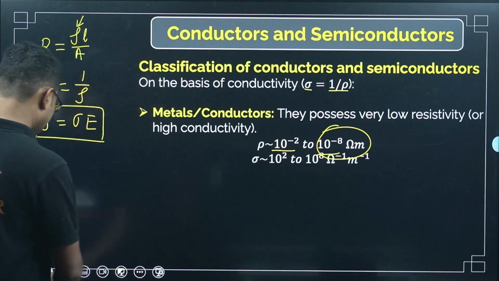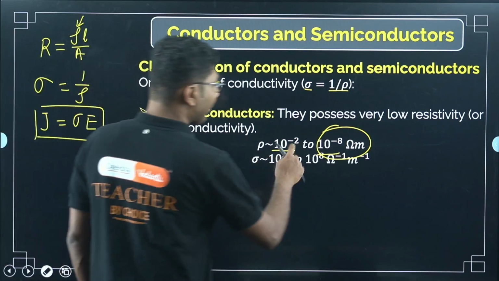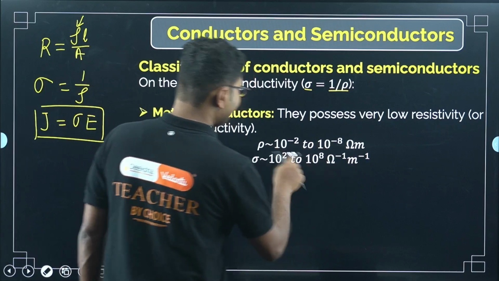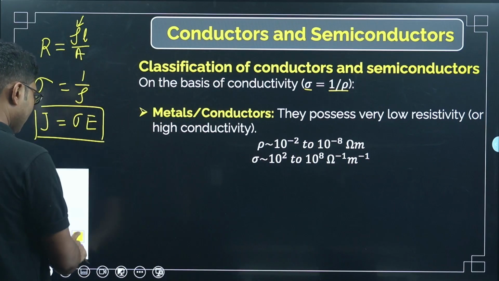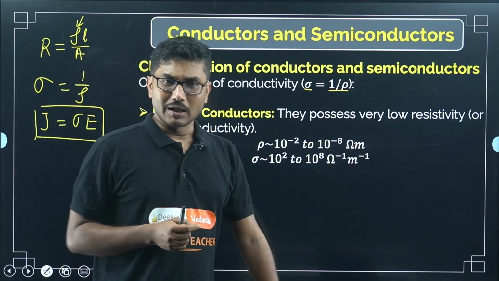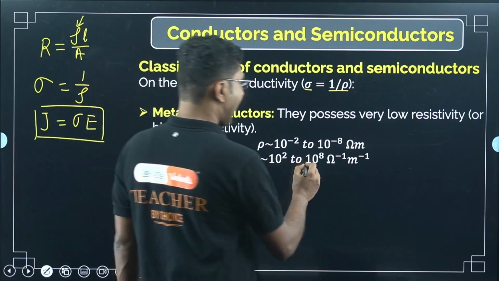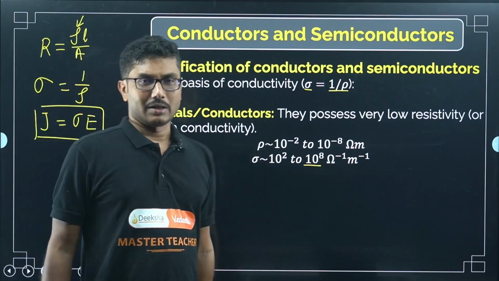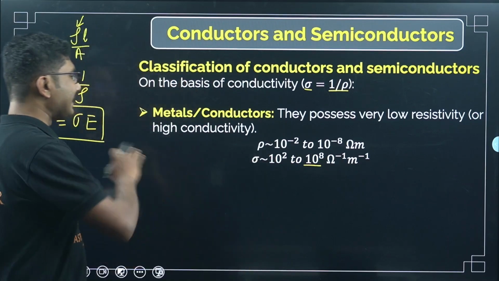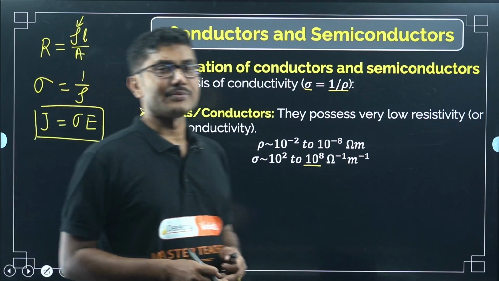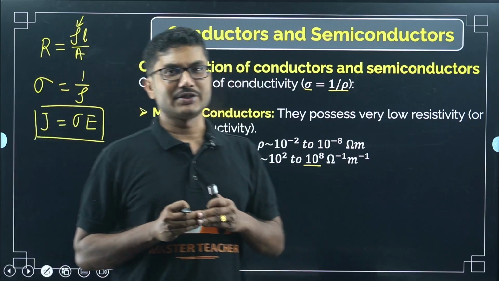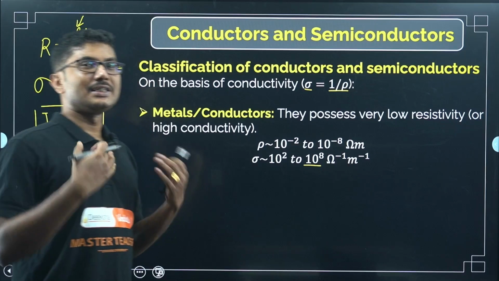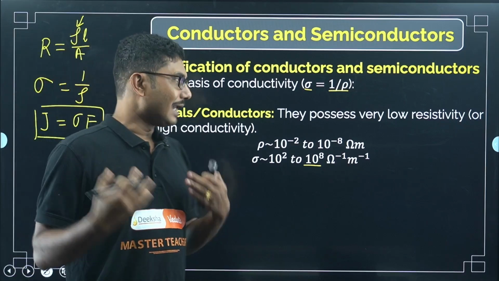And as you can see, the corresponding conductivity is 10 to the power of 2 to 10 to the power of 8, obviously 1 by rho, right? So higher conductivity means a good conductor, lower conductivity means a weak conductor, not so good, right? So this is the basic definition of conductors in terms of conductivity and resistivity. Resistivity means how much resistance it offers in unit length, right?